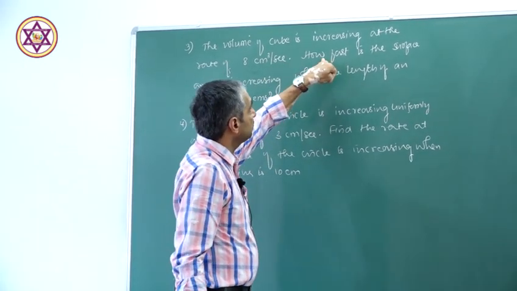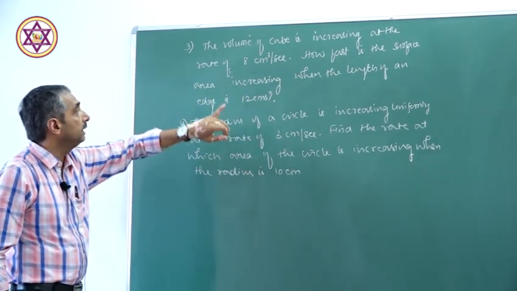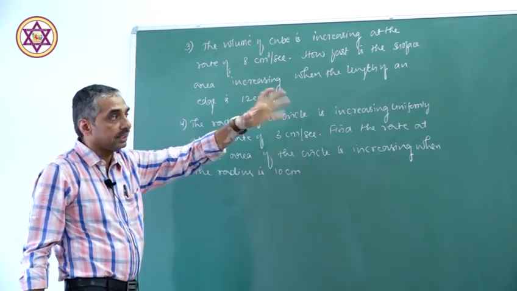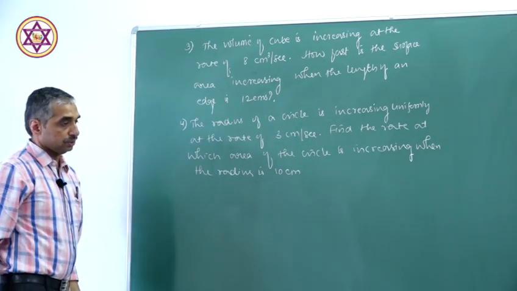The next is how fast the surface area, that is dS by dt, is changing when the length of an edge, that is when x is equal to 12 centimeter. It is similar to the previous one, solve it yourself.